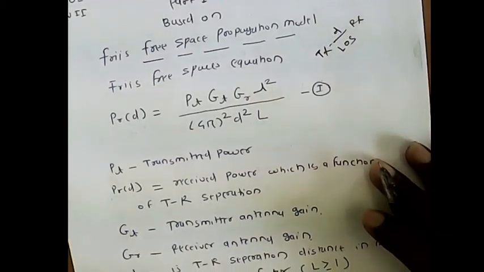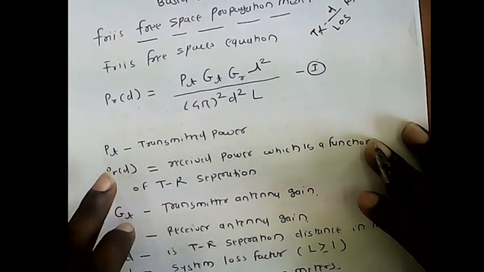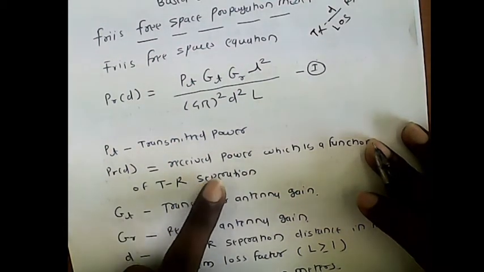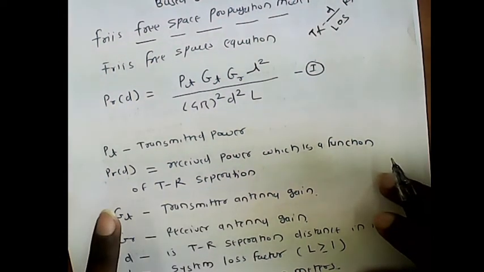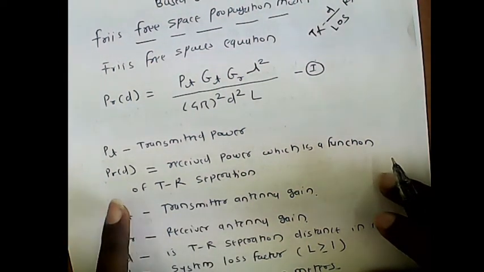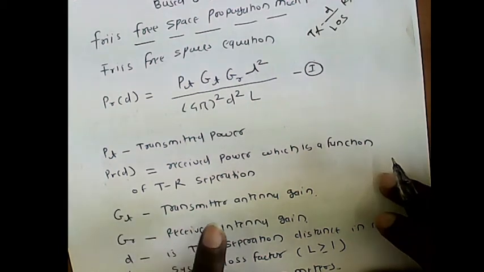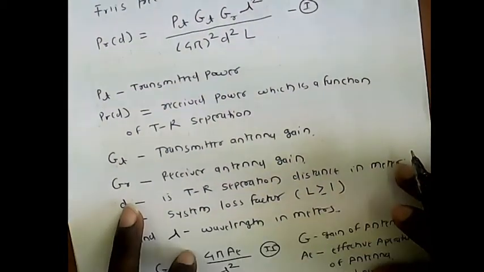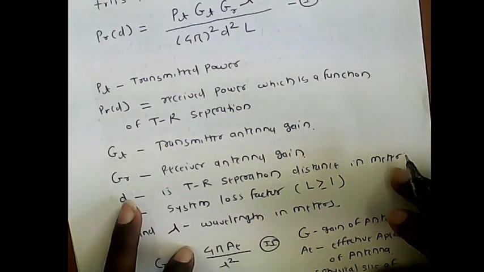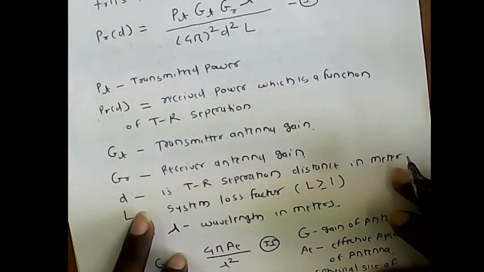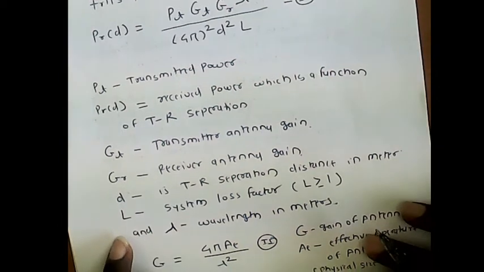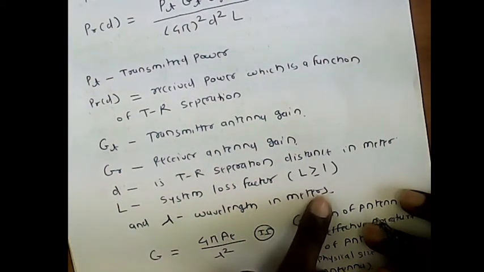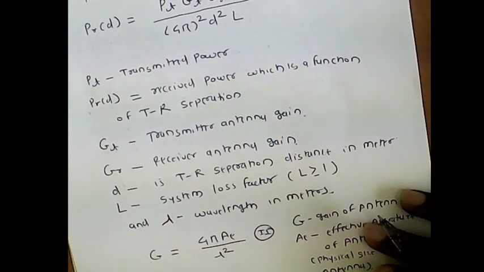Pt is the transmitted power, Pr(d) is the received power as a function of the separation d between transmitter and receiver. Gt is the transmitter antenna gain, Gr is the receiver antenna gain, d is the separation distance between transmitter and receiver in meters, L is the system loss factor where L is greater than or equal to 1, and lambda is the wavelength.